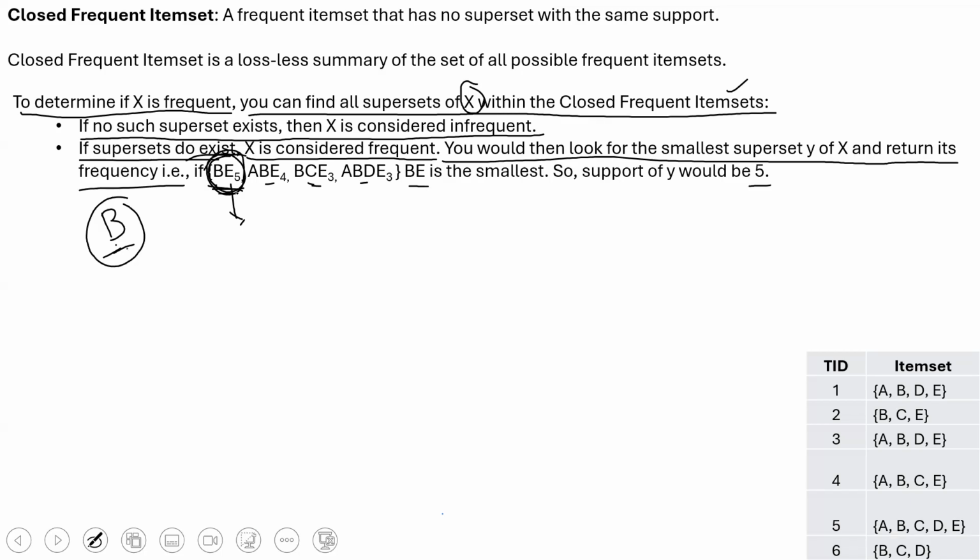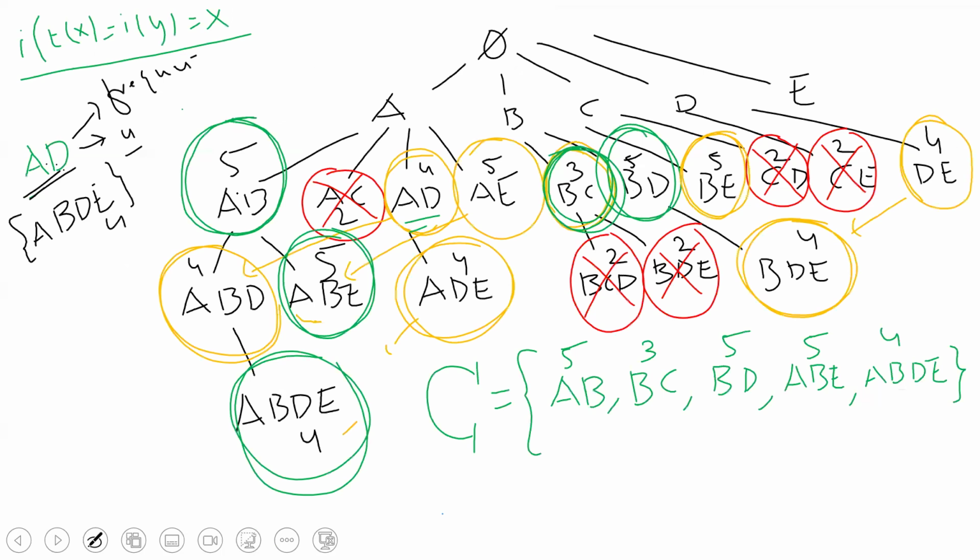The frequency or the support of the item set you are trying to find out would be the frequency of the smallest frequent item set. So, for the smallest superset of the item set X, that is how you calculate it. As it has only one superset, the support of this would become 4, which is true. Now find out AE.